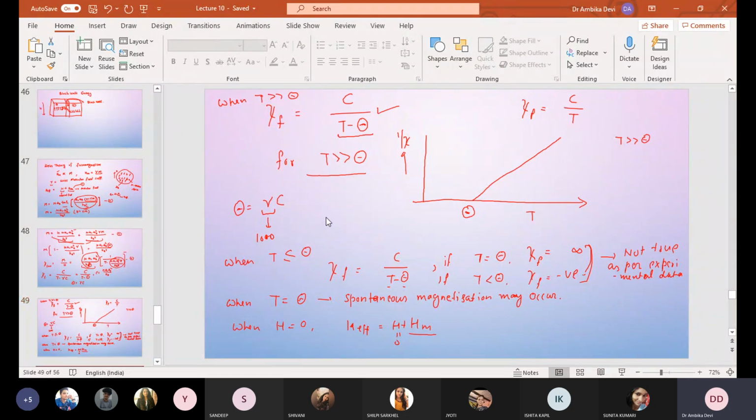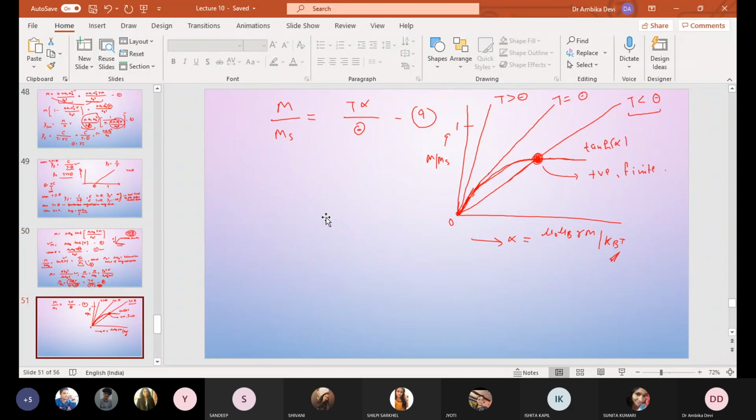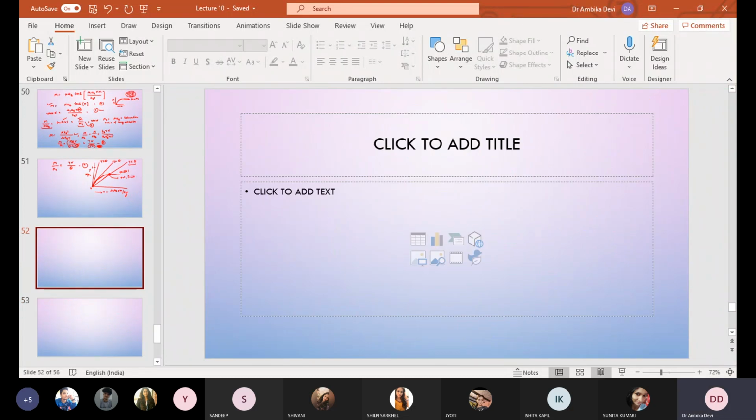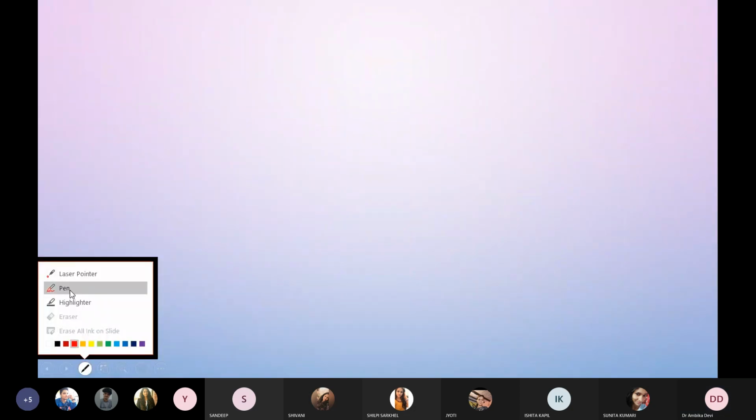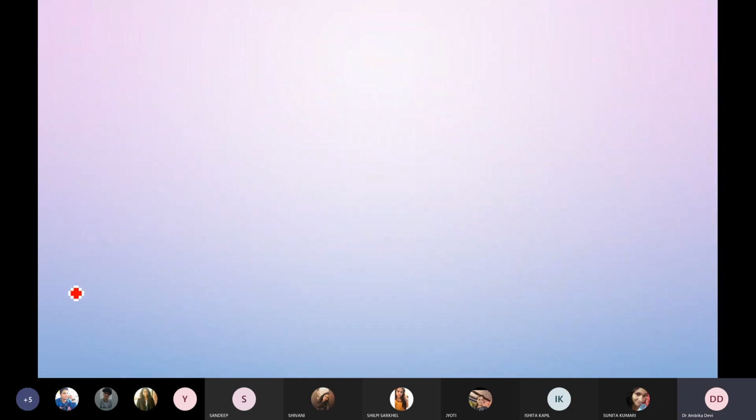Okay, so now we are going to talk about a very important article, which is hysteresis. So this is hysteresis, and the BH curve.